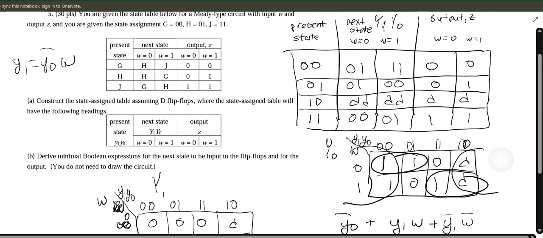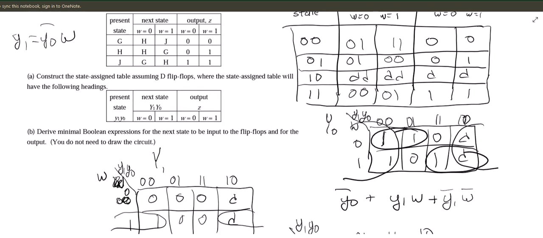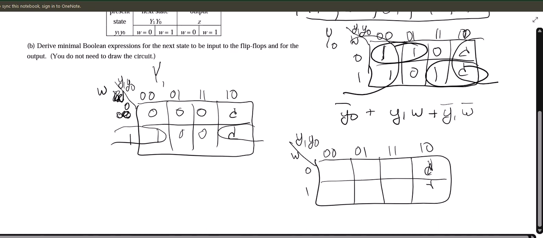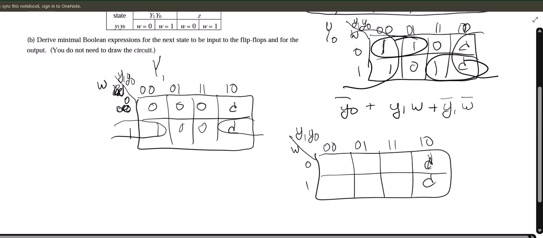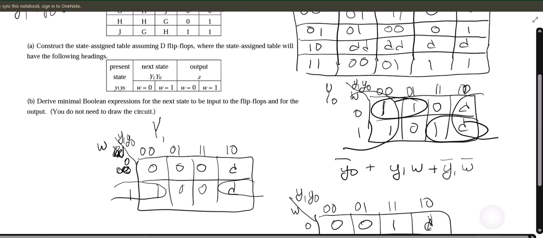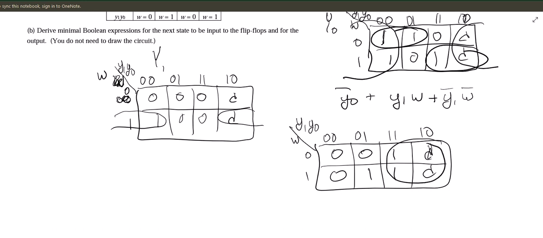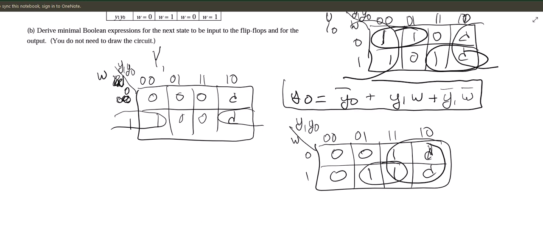So when W is 0, we have don't cares here. And then we have when W is 0, 0, 0, 1. And when W is 1, we have 0, 1, 1. And so that gets us this group and this group. And back up here, this was Y0 equals this one. And now we're going to get that Z equals this group of 4 is Y1 plus the group of 2 is Y0 W.